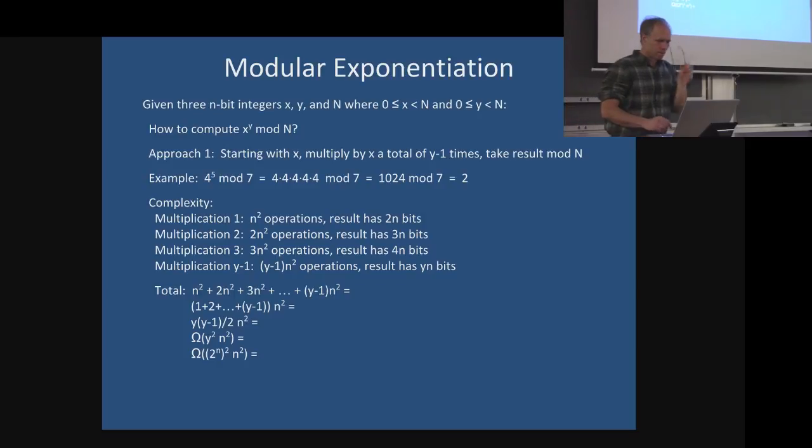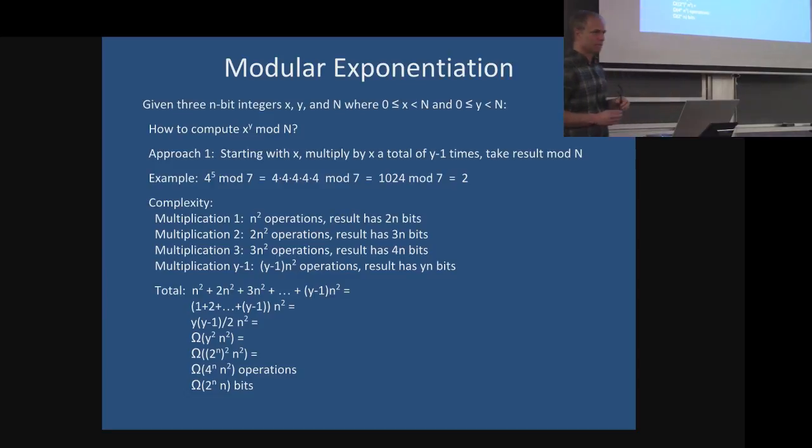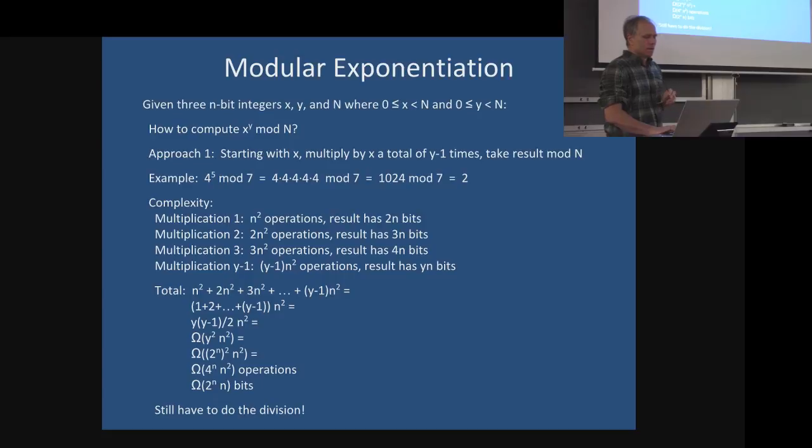And that's the time it would take. That's how big the answer would be. So 2 to the 100 is bigger than the number of subatomic particles in the universe. You're not going to write that down. And we haven't even talked about doing the division yet. Okay? So that's not good.